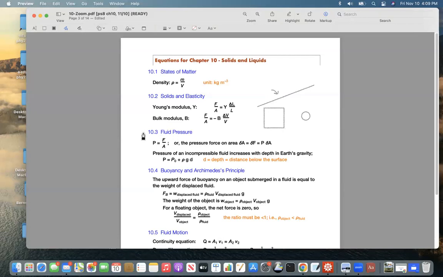Then we turn to fluids, liquids. Fluids, strictly speaking, can be liquids or gases. So the same sort of equations hold for liquids and gases.